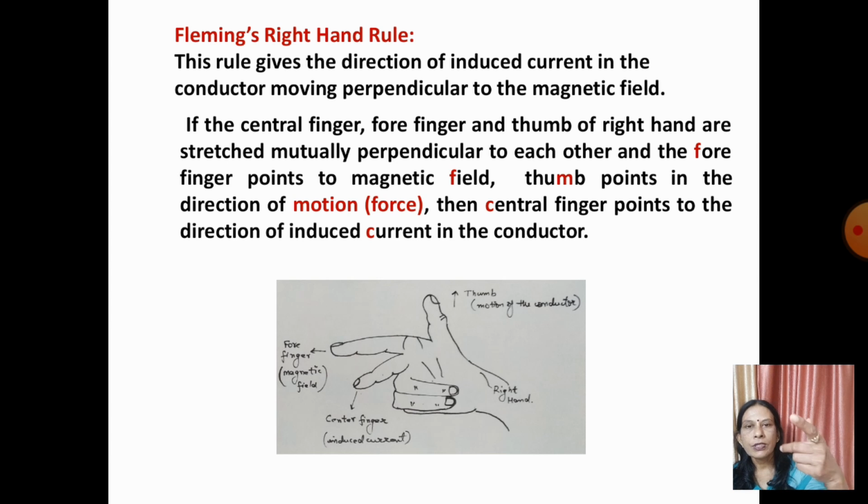It's very simple. We take our right hand, stretch our thumb, forefinger and central finger in such a manner that all three are mutually perpendicular to each other. The forefinger F gives the direction of field. The central finger C gives the direction of induced current, and thumb M, motion, gives the direction of force. So if we know force and the magnetic field, we can find out the direction of induced current. This is how we can apply Fleming's right hand rule to find the direction of induced current.